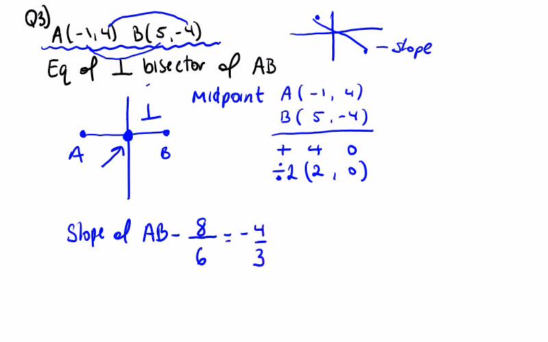So my perpendicular slope, I need the slope of this line here. We have the slope of this line. So I turn it upside down. The perpendicular slope is equal to 3 over 4.